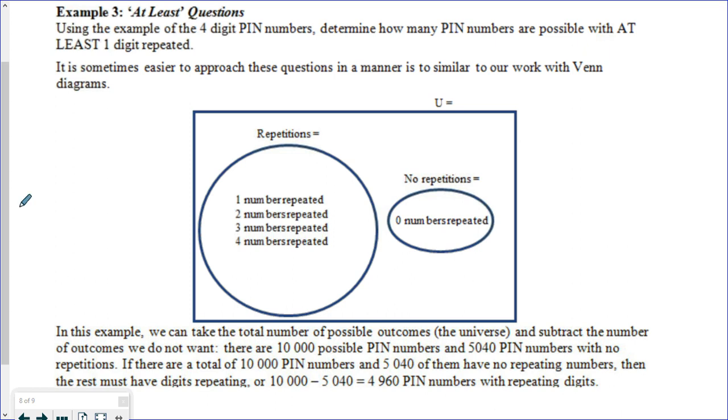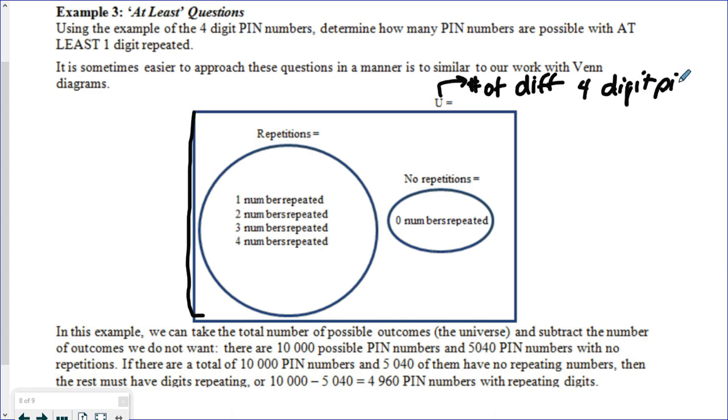If we were to draw a Venn diagram of this possible situation, our universal set would be how many different 4-digit PINs, and we calculated that out. That was the 10,000 number. Again, that was 10 times 10 times 10 times 10. So that's with no restrictions, and we know that everything needs to add up to 10,000 there.